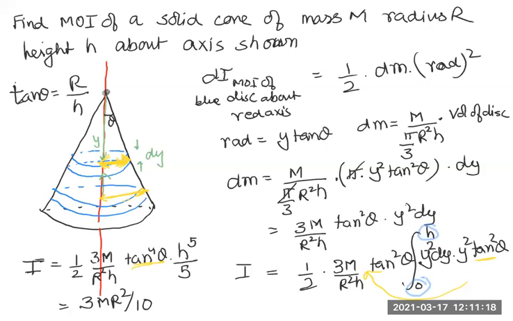Instead of taking y, they want to take the yellow one, the radius, as the element. That is our choice, yes it is, but I don't think it will give the right answer.